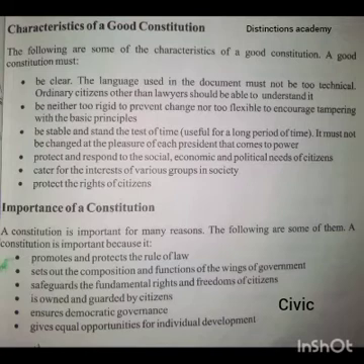It also must be stable and stand the test of time. It should be useful for a long period of time. It must not be changed at the pleasure of each president that comes in. It should stand the test of time.